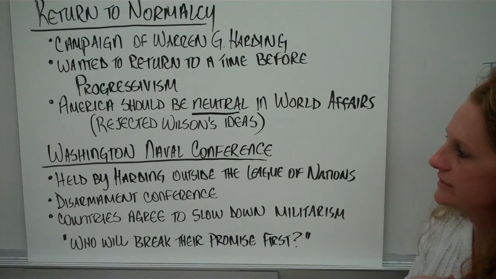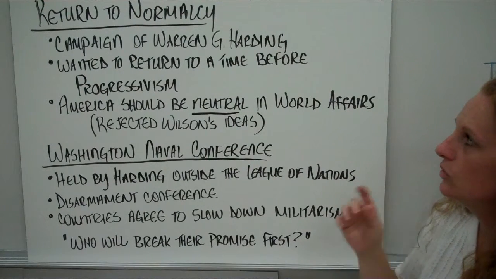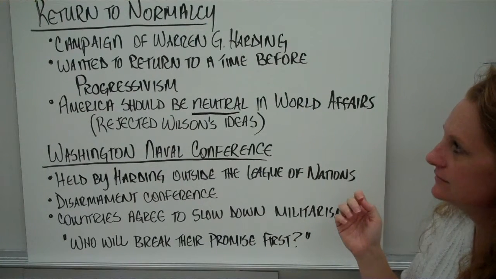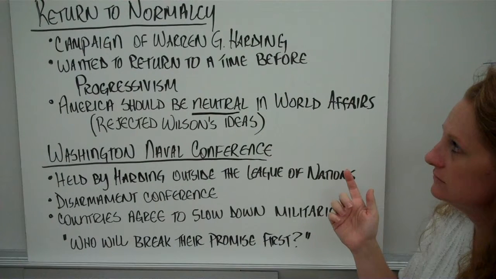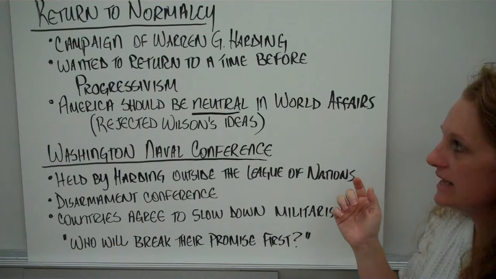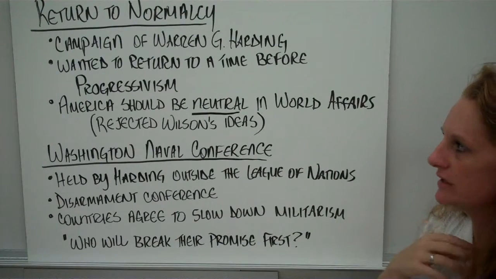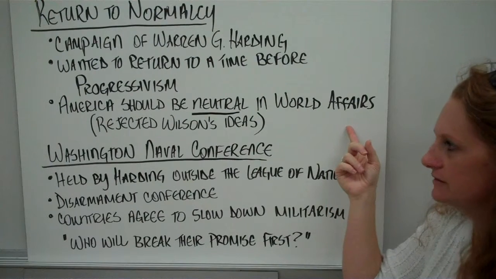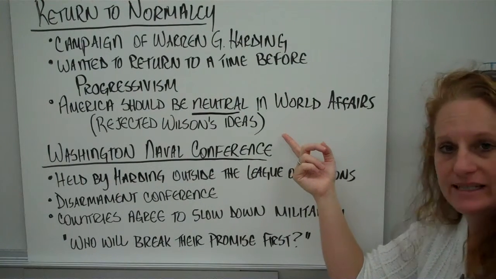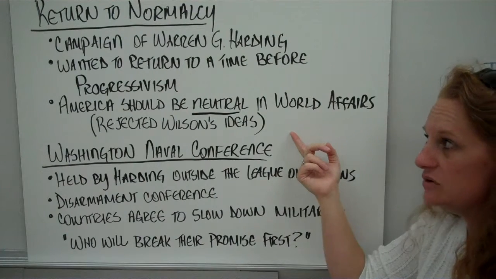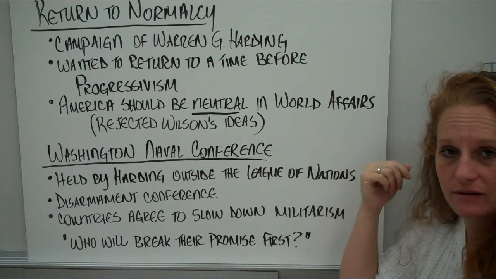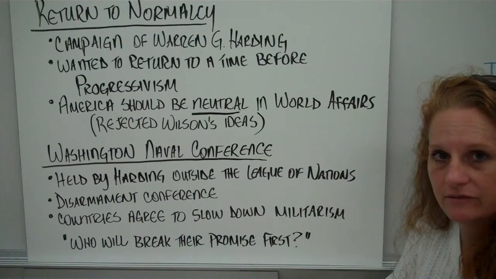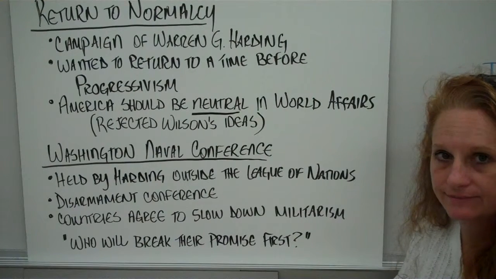A return to normalcy. Warren G. Harding is running for president. During his campaign, he uses the slogan, return to normalcy. He wanted to return to a time before progressivism. America should be neutral in world affairs. He rejected Wilson's ideas. And he wins the election and comes into office. He wants to take America back to a time before all the progressive measures go into play.